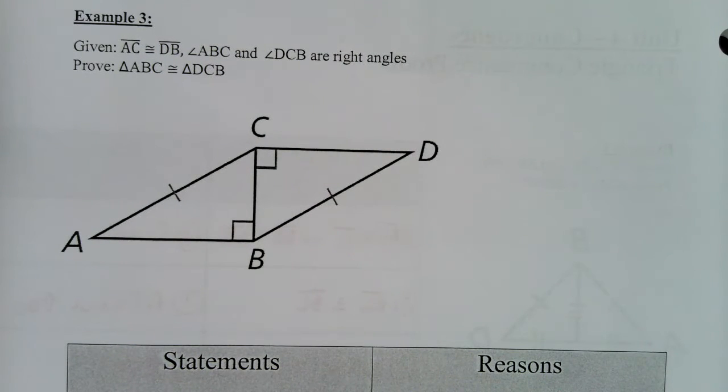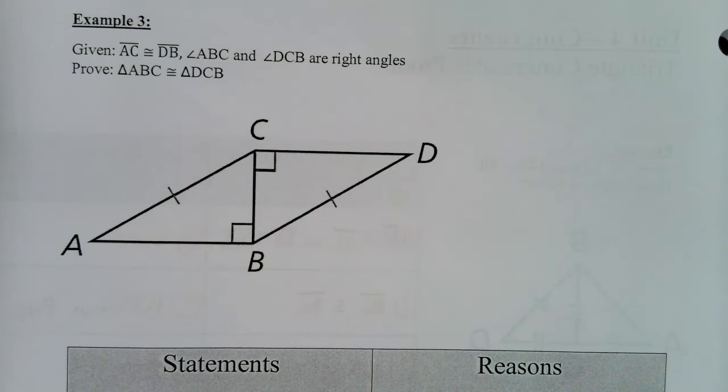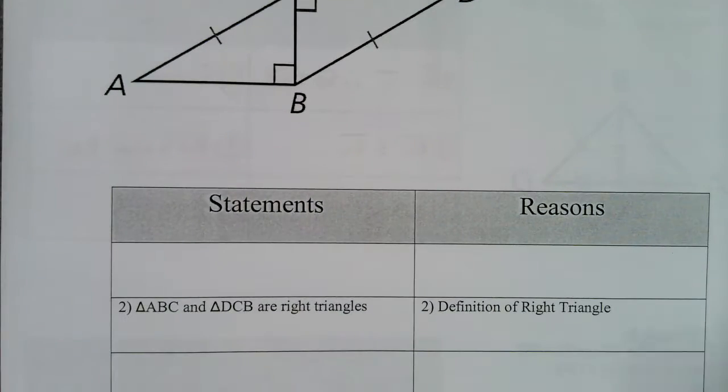Example 3. Given that AC is congruent to DB, and that's already labeled for you, so that's good. And you're given that angle ABC and angle DCB are right angles. So that'll be my given information. I'll put that in statement 1.